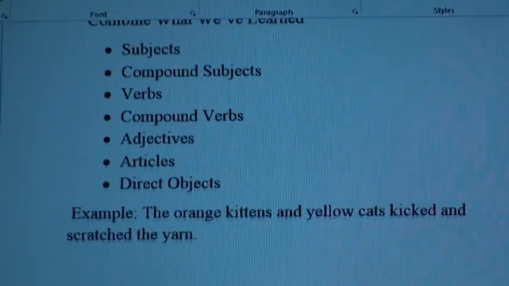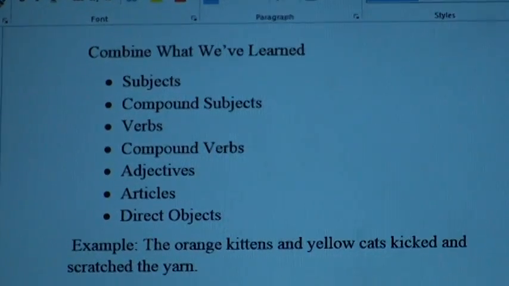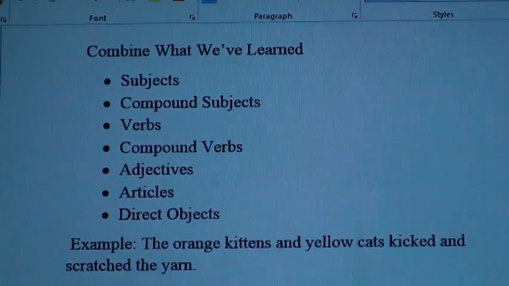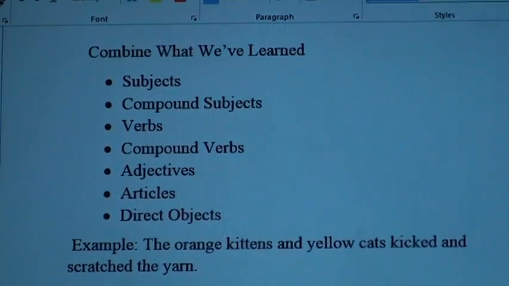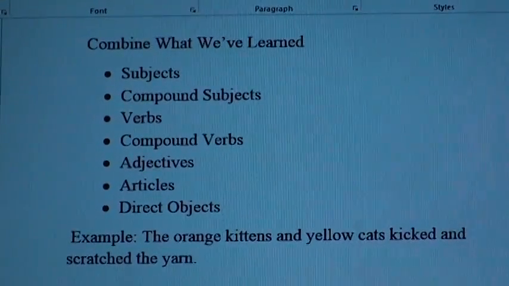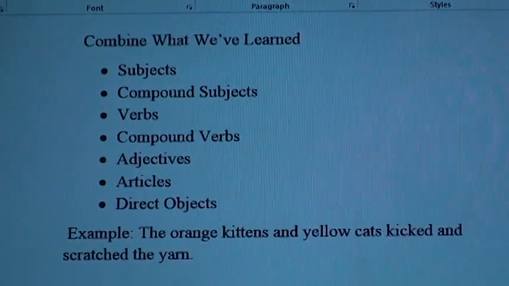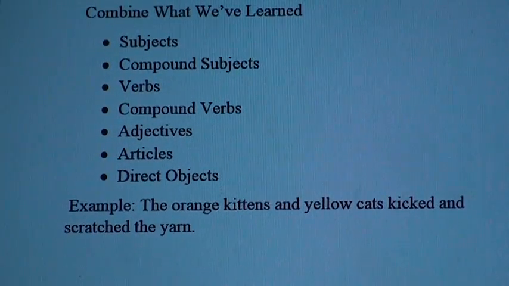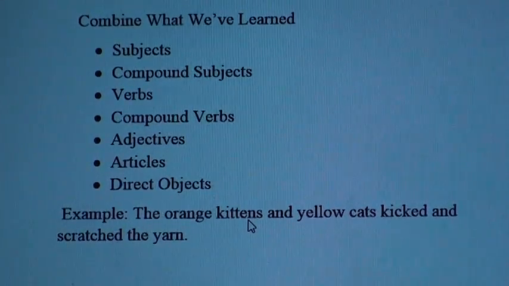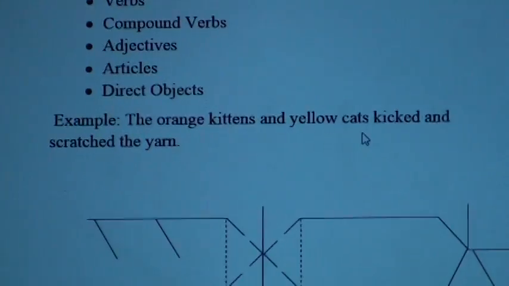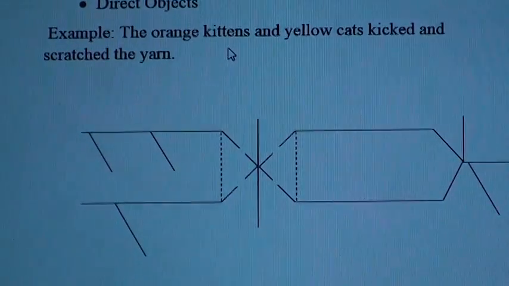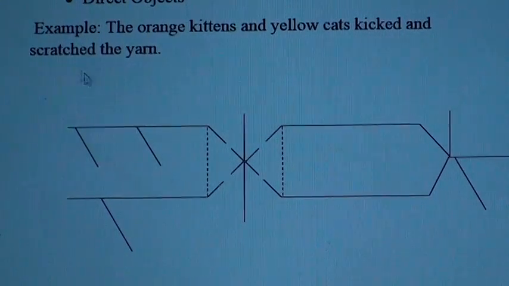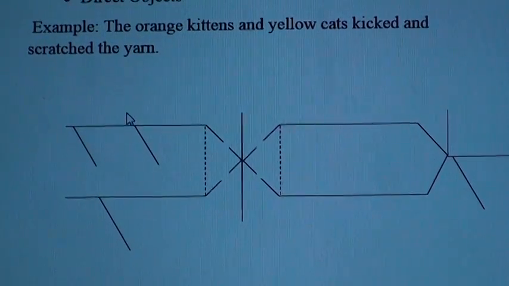In the previous examples, we've learned how to diagram subjects, compound subjects, verbs, compound verbs, adjectives, articles, and direct objects. Let's try and combine what we've learned. Our first review sentence will be, the orange kittens and yellow cats kicked and scratched the yarn. In this sentence, we have two subjects, kittens and cats. So we have a compound subject. But we also have a compound verb because we have two actions, kicked and scratched. So let's start with that.